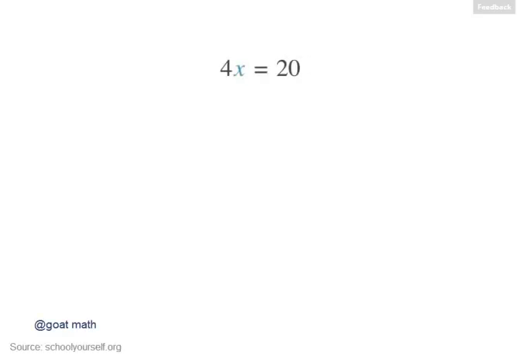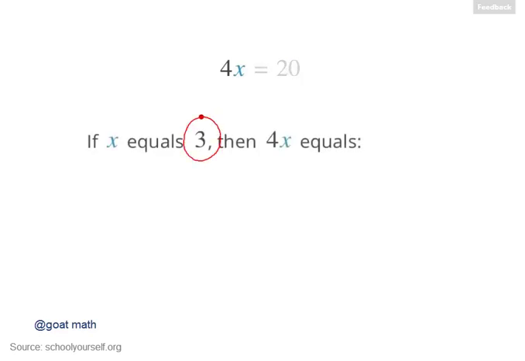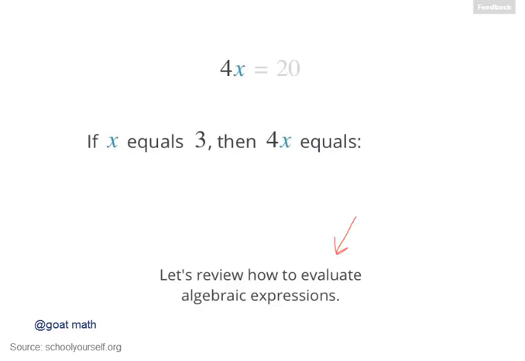Here we'll explore how to solve equations like 4x equals 20. As a first step, let's guess an answer and see what happens. If x equals 3, then what does 4x equal? If you're not sure, click down here to review.